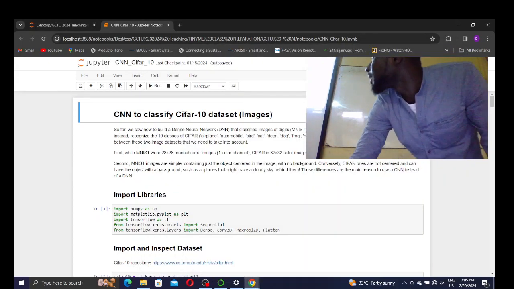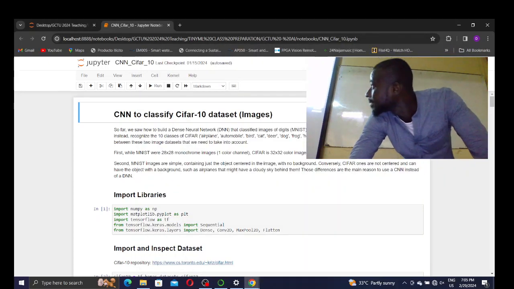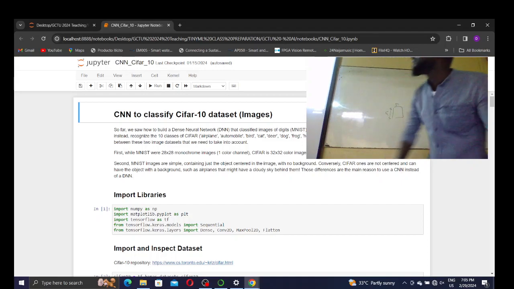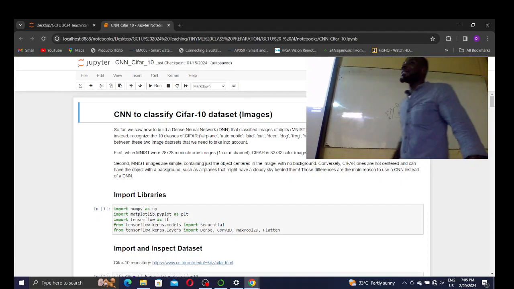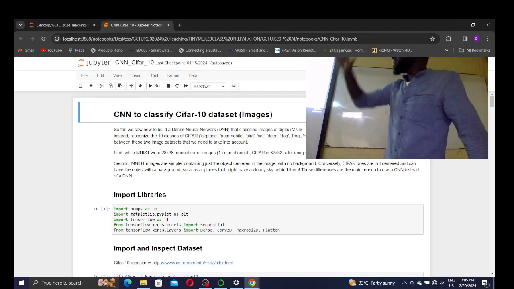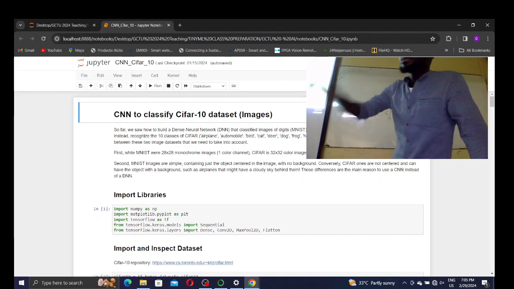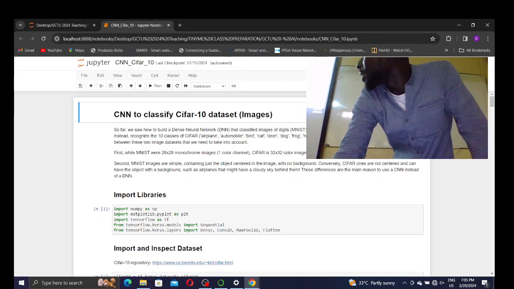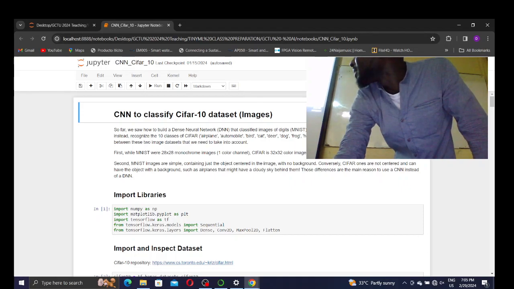Okay, so this is the notebook for classifying the CIFAR 10 data set. I won't go through it, so you can go home and run all of this. You can just run them and see how it works. But the most important thing I want to show you is here.